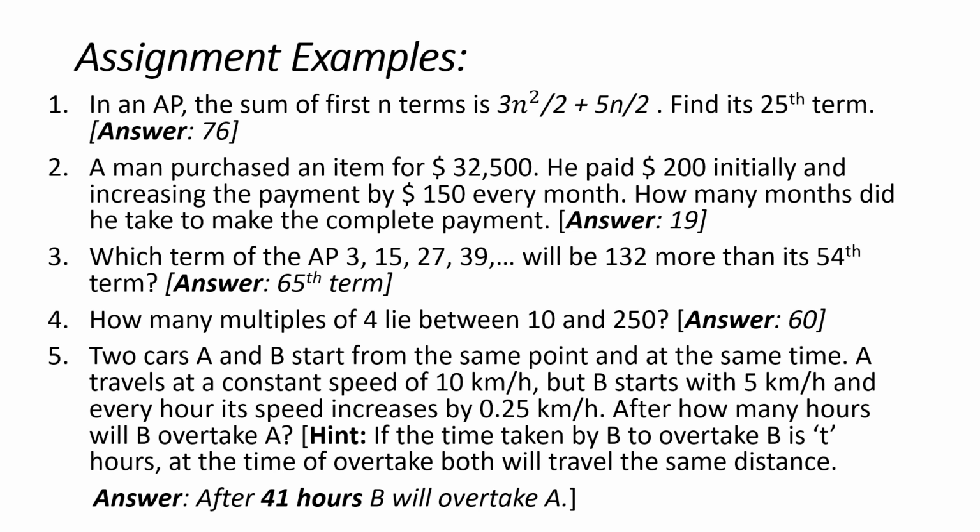Now you have to find out after how many hours B will overtake A. The hint is, if the time taken by B to overtake A is T hours, then at that time, in T hours, both will travel the same distance. So just equate the distance traveled by both of them at time T. You will get the answer as 41. After 41 hours, B will overtake A.